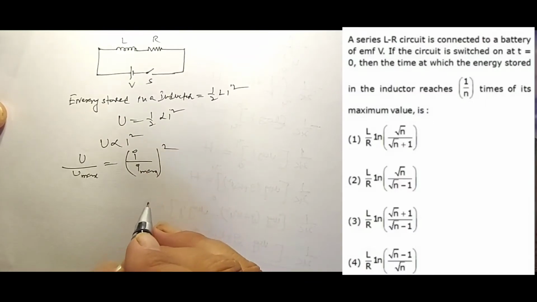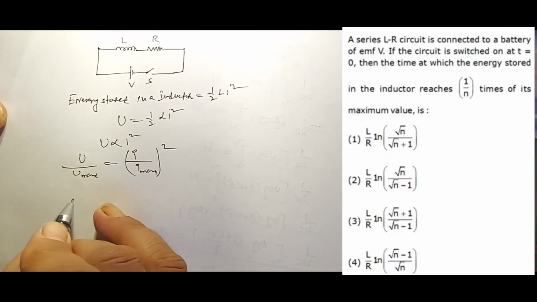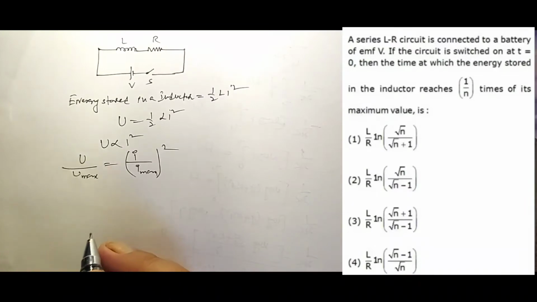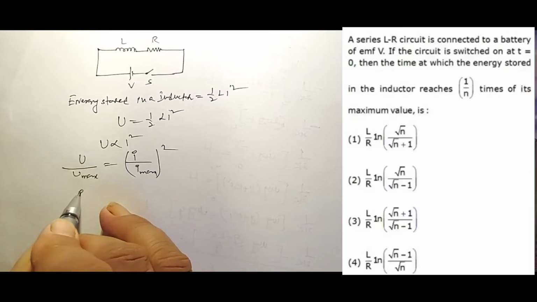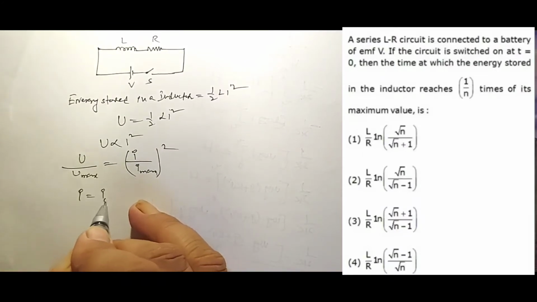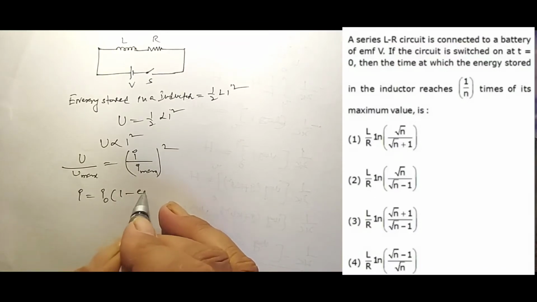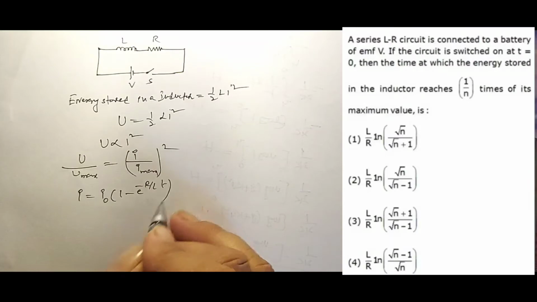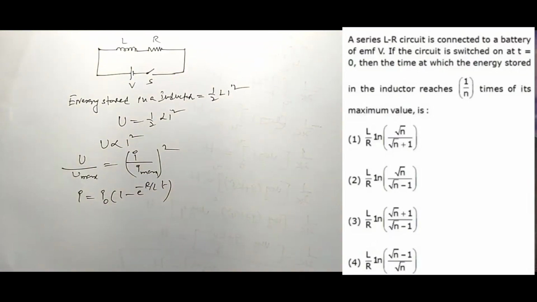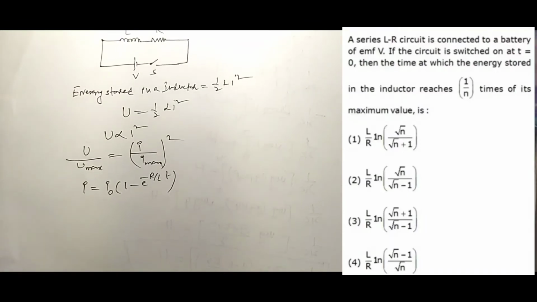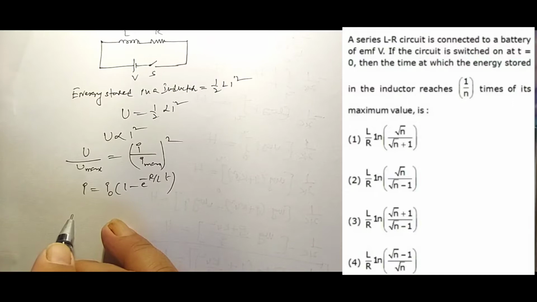Now here, after time t seconds, what is the current in the circuit? We know the formula I equal to I naught into (1 minus e to the power of minus R by L into t). We know that equation. L by R is the time constant here. Now, what does U mean here?